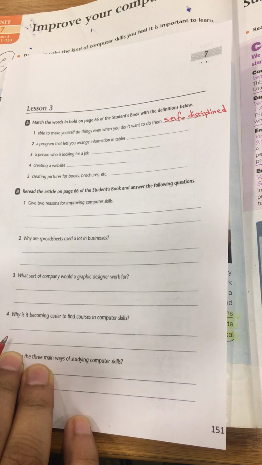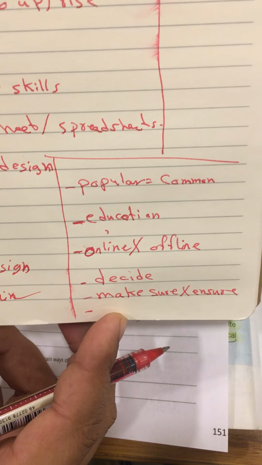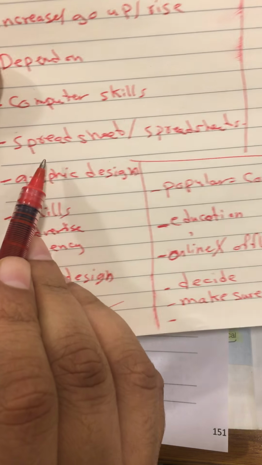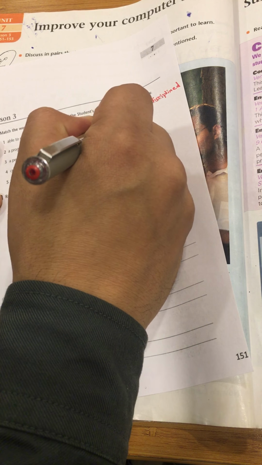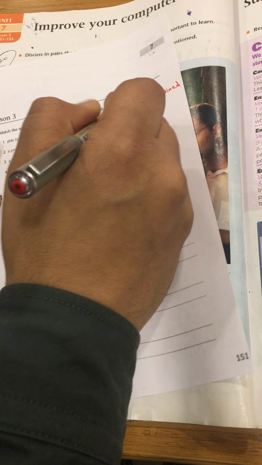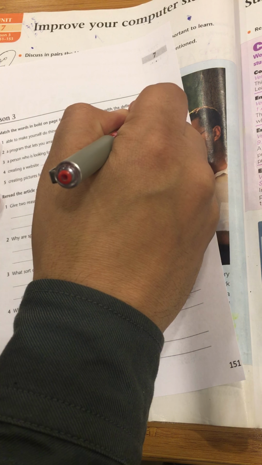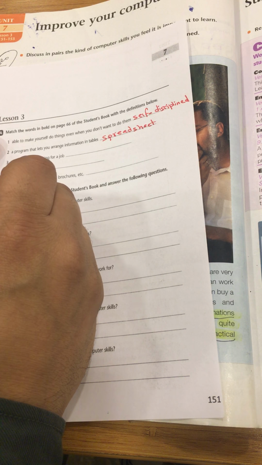a program that lets you arrange information in tables. We said earlier here, if you go back, spreadsheet, that's the word, spreadsheet, all right? Okay, next one. A person who's looking for a job.